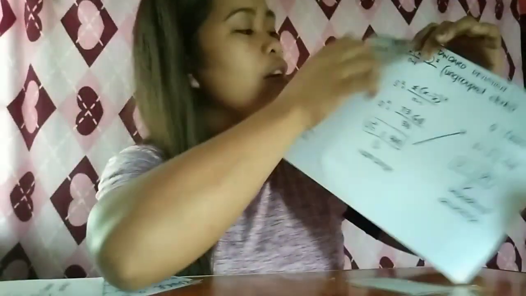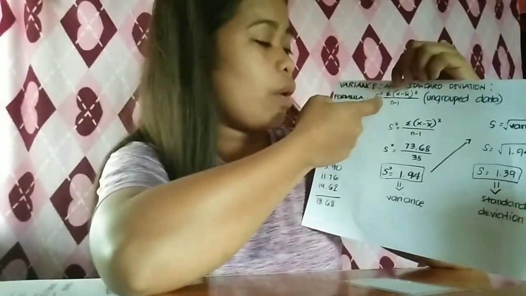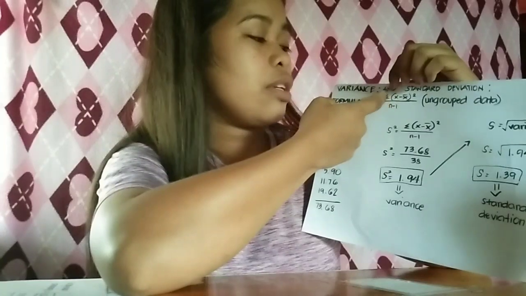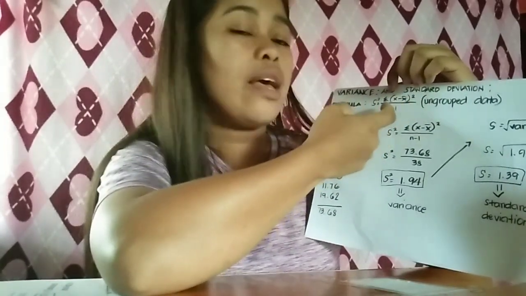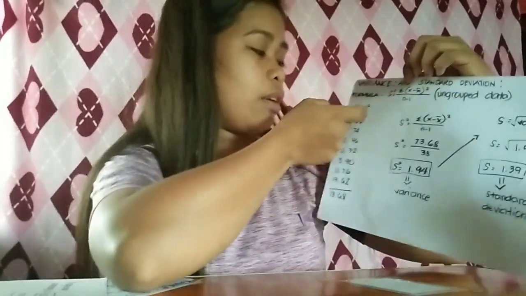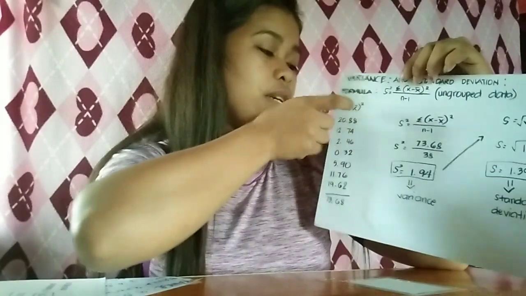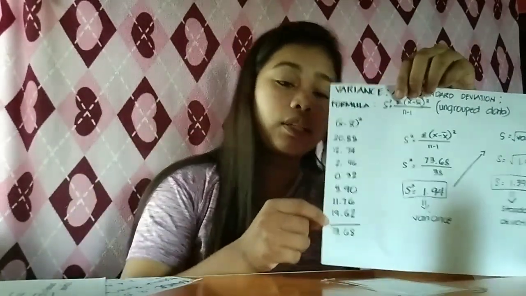It is very easy. Next is variance and standard deviation. The formula of variance in ungrouped data, S squared, is equal to the summation of the quantity of x minus mean, squared, divided by n minus 1. This is for ungrouped data. This continues from what we summed earlier in the mean deviation.